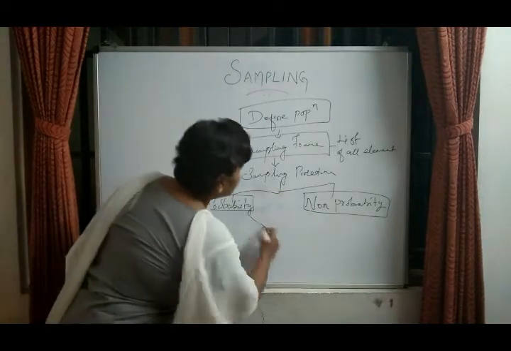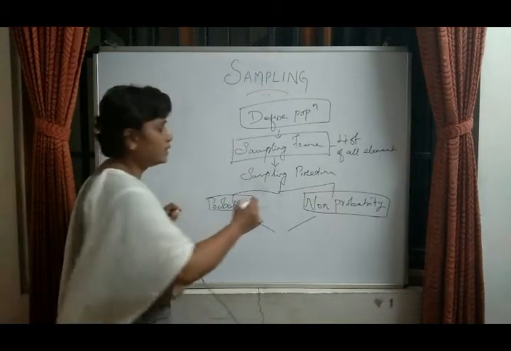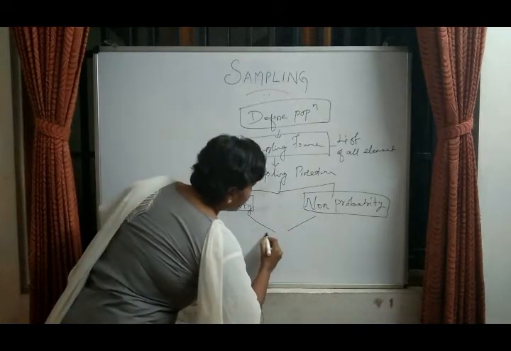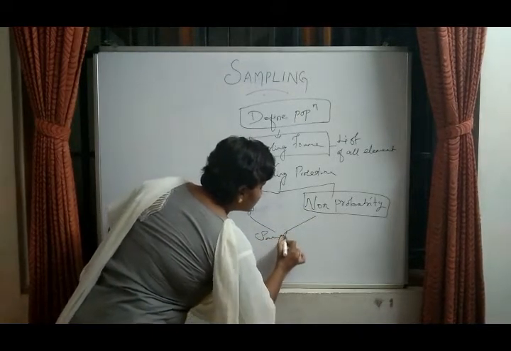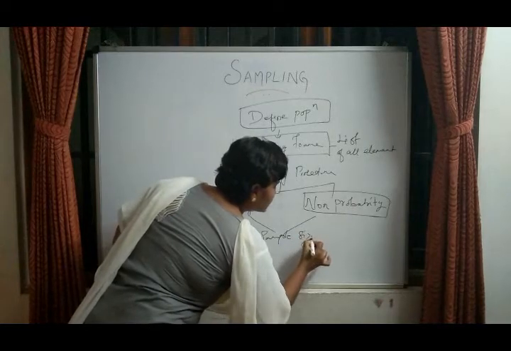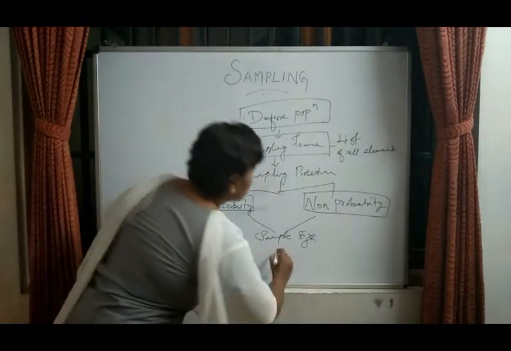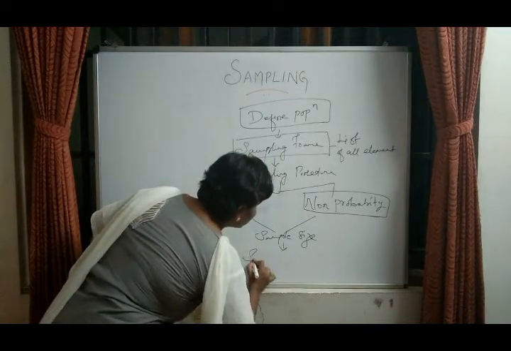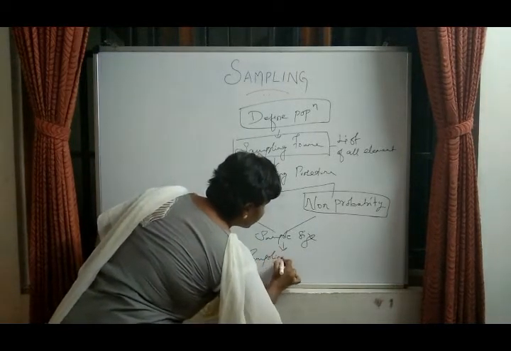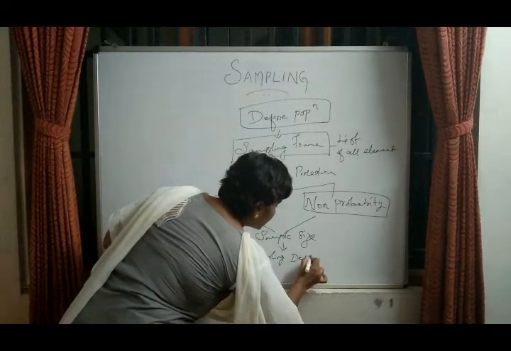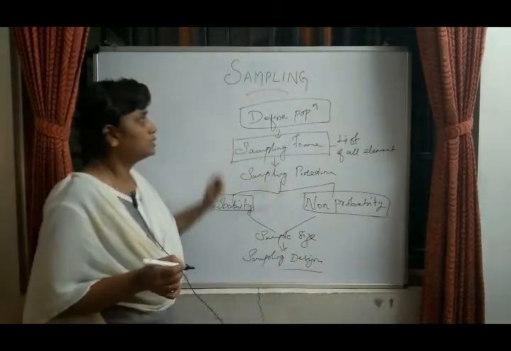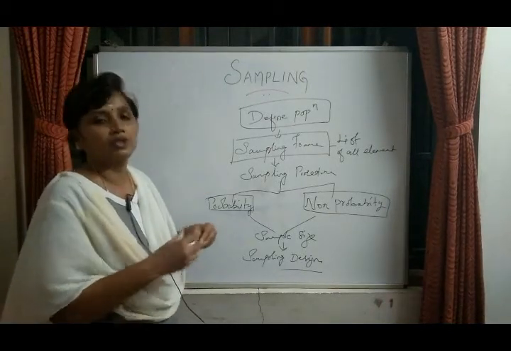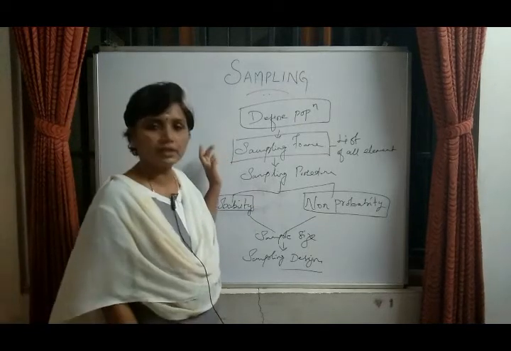So we have to determine which one, and after that, according to this sampling technique, we have to determine the sample size. Then execute the sampling design. Okay, this is the sampling design process: how the sampling has to be done for selecting the samples.